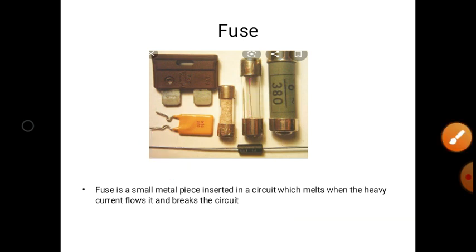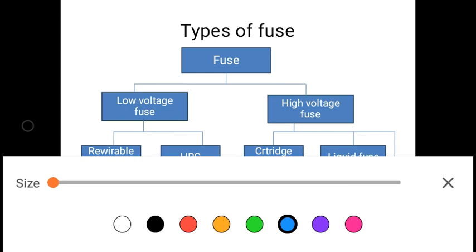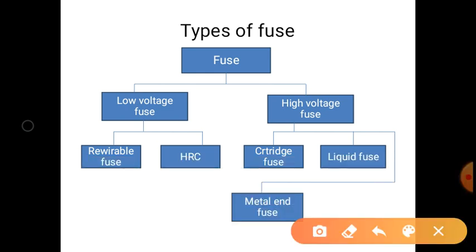There are a number of types of fuse available, based on voltage levels. Basically there are two types of fuses: low voltage fuse and high voltage fuse. In low voltage fuses again there are two types: rewirable fuse and high rupturing capacity fuse. And in high voltage fuses there are basically three types: cartridge fuse, liquid fuse and metal clad fuse. We'll go one by one.